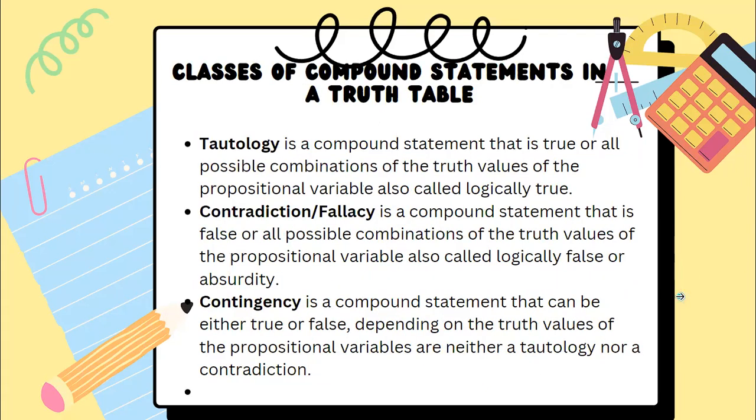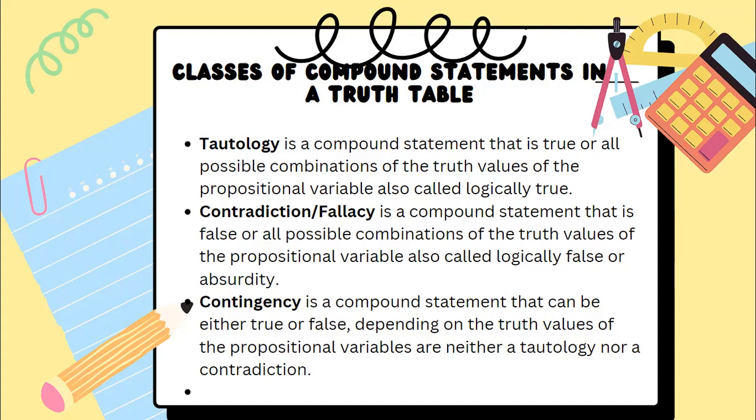Now, there are classes of compound statements in a truth table. So first, we have tautology, second, contradiction or fallacy, and last is contingency. Now, under that, the tautology is a compound statement that is true for all possible combinations of the truth values of the propositional variable, also called logically true. So sa tautology, if you have a truth table, yung last column nyo, dapat ay true lahat yung outcome. Okay, dapat lahat ay true to make it tautology.